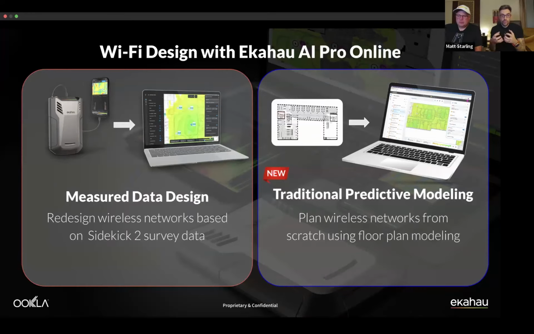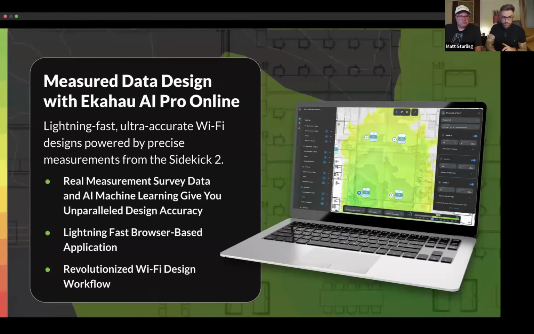So I want to do this traditional kind of method of predictive modeling: import a floor plan, set a scale, place my simulated access points, and get an understanding of how many APs I might need. It's still super critical and important when the site is ready that you go and survey to really understand the materials, the attenuation, where you can and can't physically mount access points, etc. But you have got an option now to do it either way with AI Pro Online.